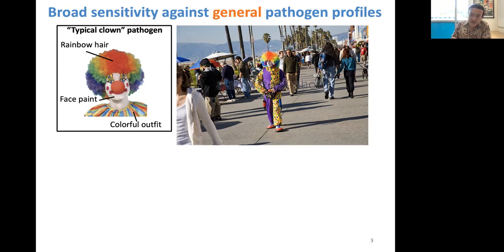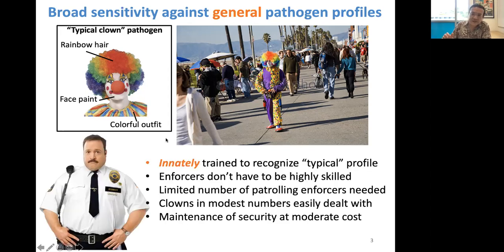So you can imagine if you have this clown walking around in the general public, the clown is very easy to spot, right? So as a result, the types of guards that are needed in order to recognize these are these innately trained guards, kind of like this mall cop here in the slide, right? And he is trained to recognize a typical profile of a typical pathogen.